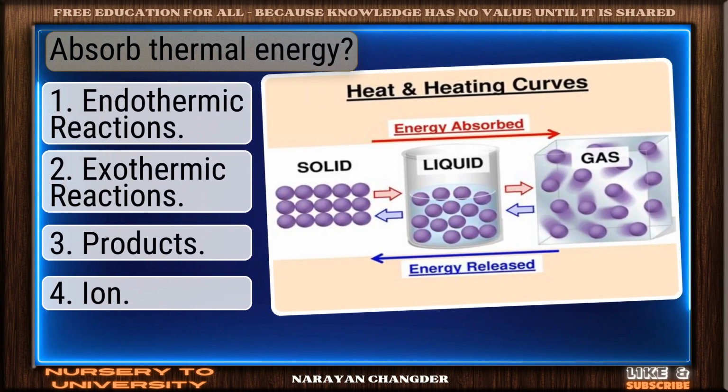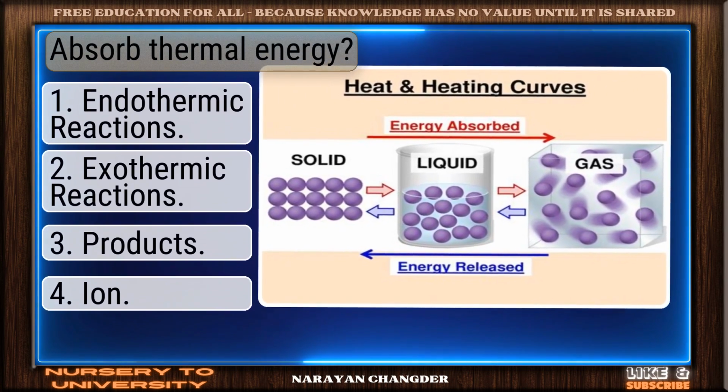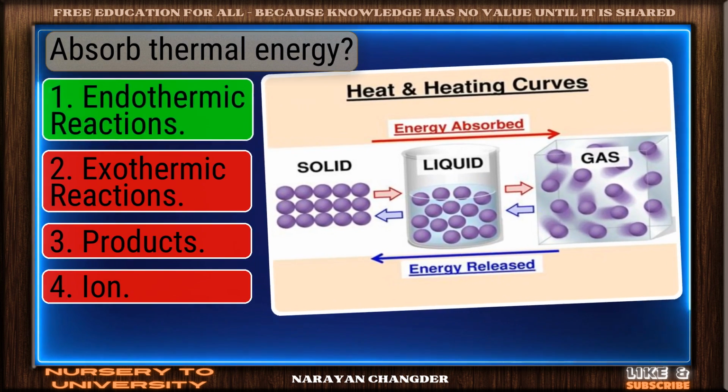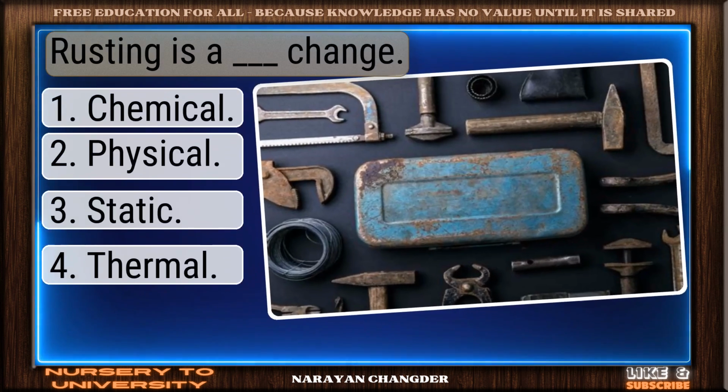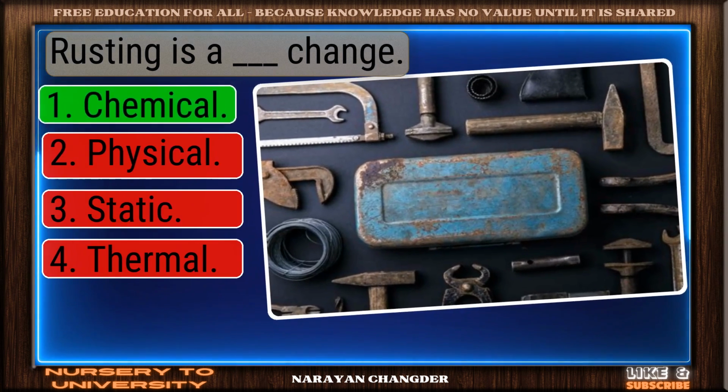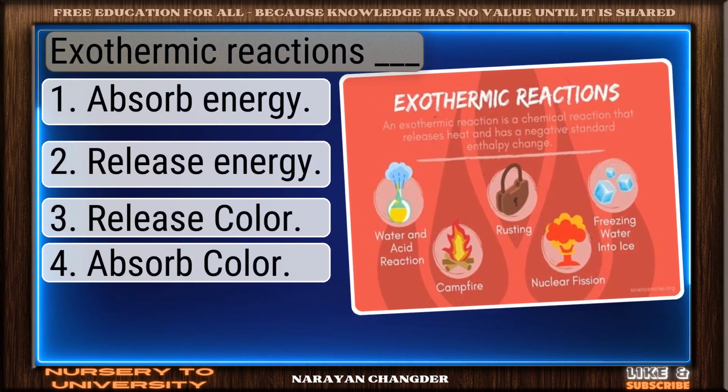Can you solve all these chemical reactions questions? Absorb thermal energy? Thoughtful answer. Endothermic reactions. Rusting is a ___ change. Valid point. Chemical. Exothermic reactions ___.